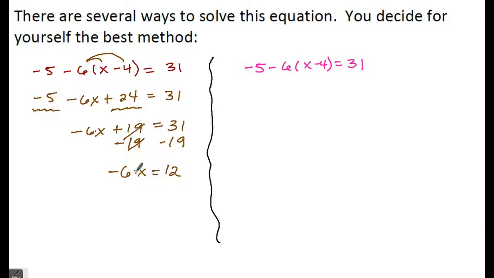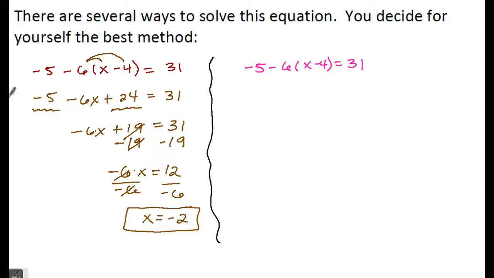Then again, negative 6 times x. And to get rid of a multiplication, we're going to divide both sides by the value of negative 6. And so these cancel, and you have x is going to equal negative 2. Okay, so plugging back in, you plug in the value for x equals negative 2 in here, and that should give you the value of 31 when you check your solution.